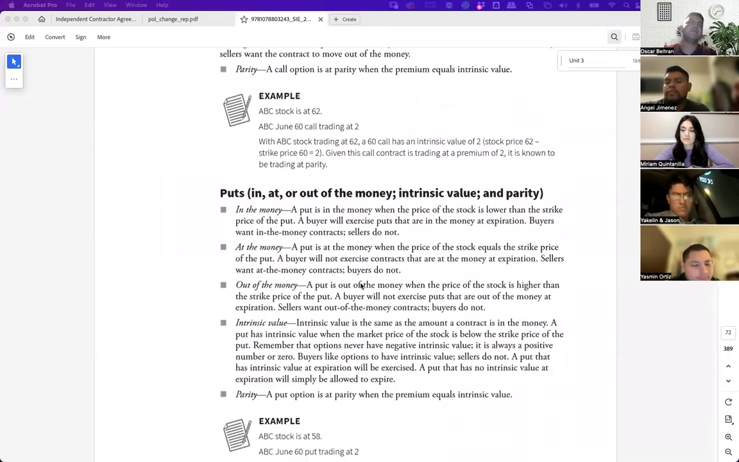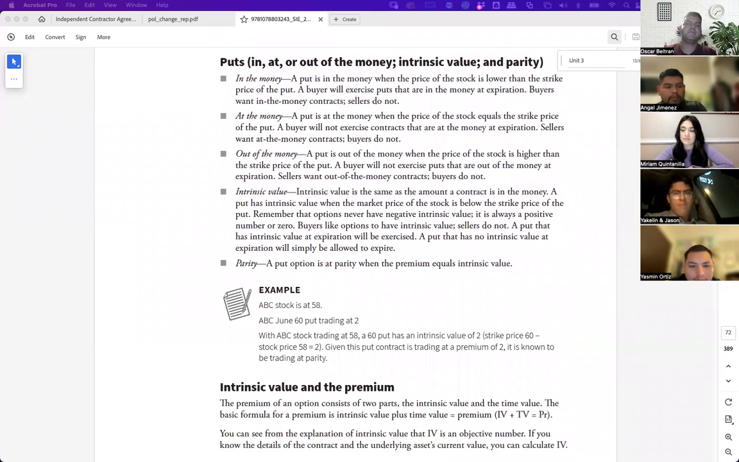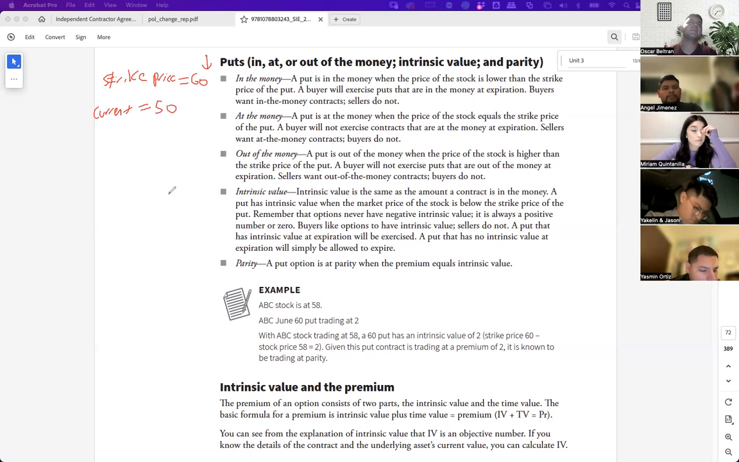All right, let's keep going here. So now we have puts. With puts, we're expecting the price to go down. So we want it to go down for us to make money as a buyer. Okay. So here in the money, let's say our strike price is equal to 60. Our current market is equal to 50. In the money is when the price of the stock is lower than the strike price of the put. A buyer will exercise the puts that are in the money at expiration. Buyers want in the money contracts, sellers do not, because they keep the premium.